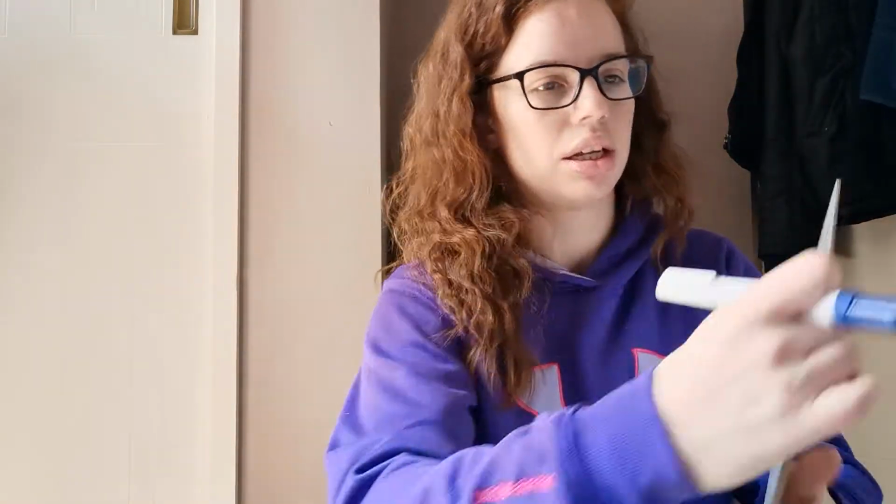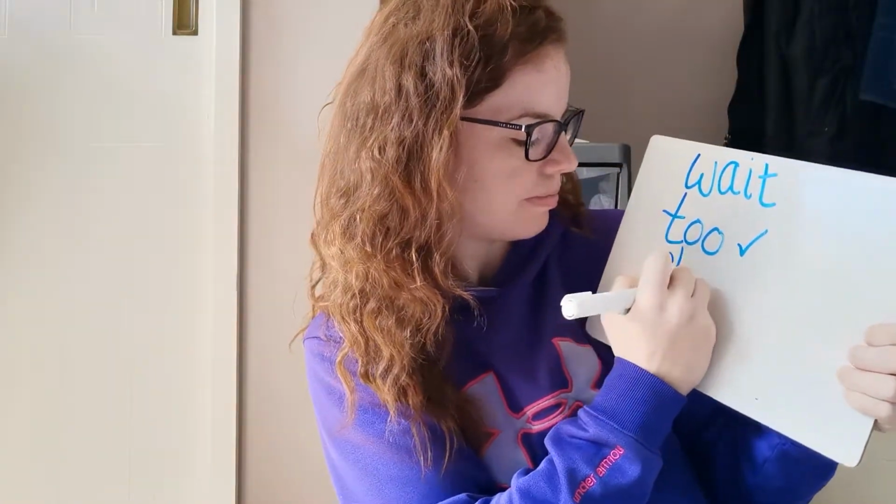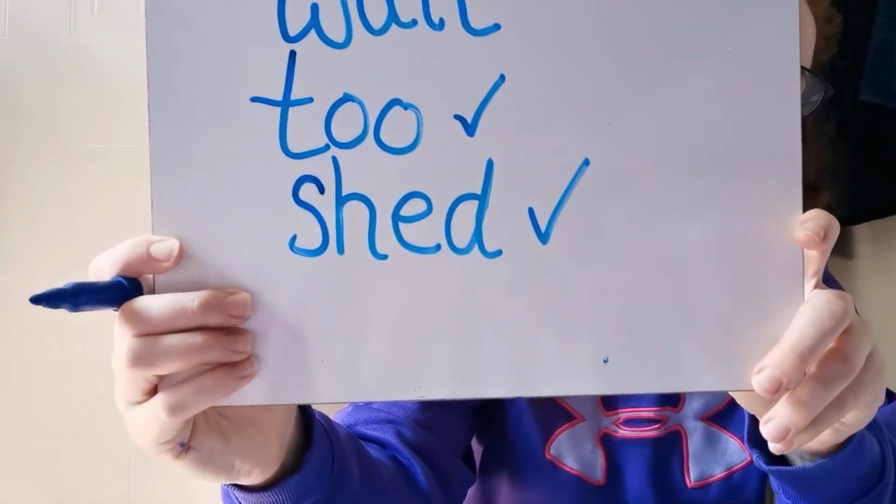All right, your next word, shed. Shed. So sound it out using your Fred fingers and then write it down for me, please. All right, so we have sh-e-d, shed. So when we write it, we have shed. Shed. If you got that right, give yourself a tick. If you got it wrong, please correct it.